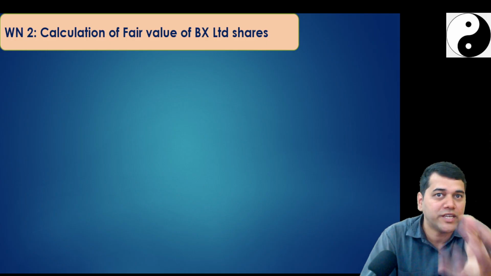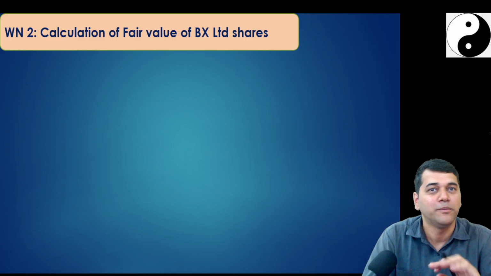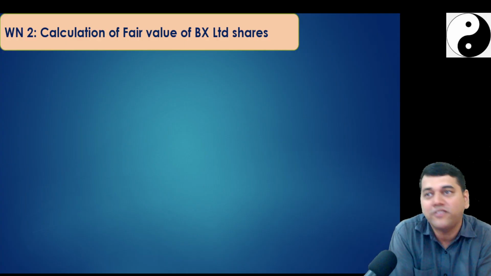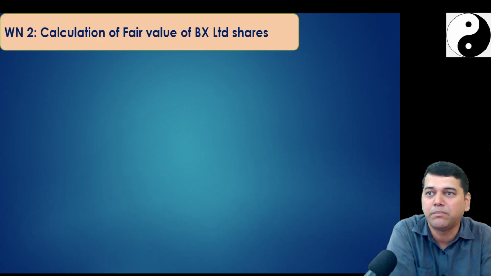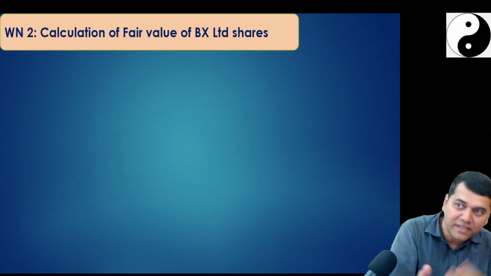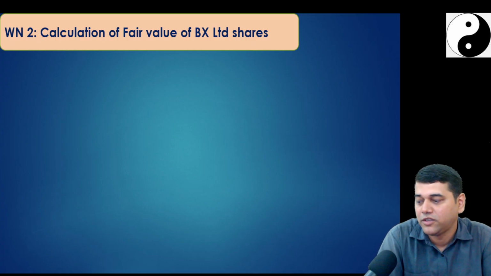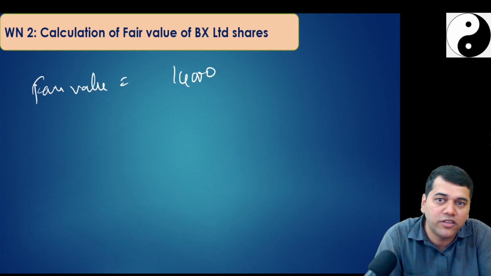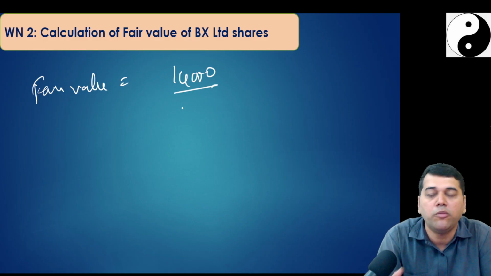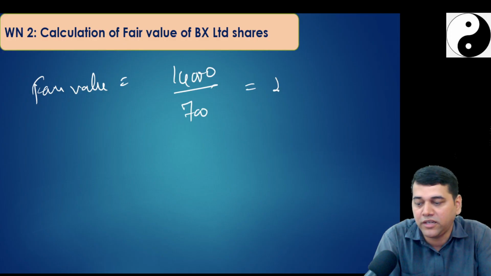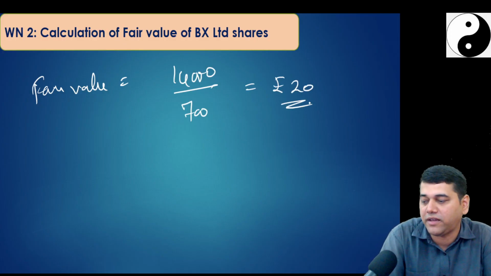Because you are going to issue shares. Now, who issued shares? BX didn't issue. ABX issued. But the ABX fair value of the share is 0 because it's a new company, a shell company. Now, in effect, BX must have issued its shares, no? So fair value is equal to 14,000, my business value, divided by how much is my number of shares? 700. Go and look into the BX balance sheet. How many shares do they have? 700. So 20 rupees is my fair value.